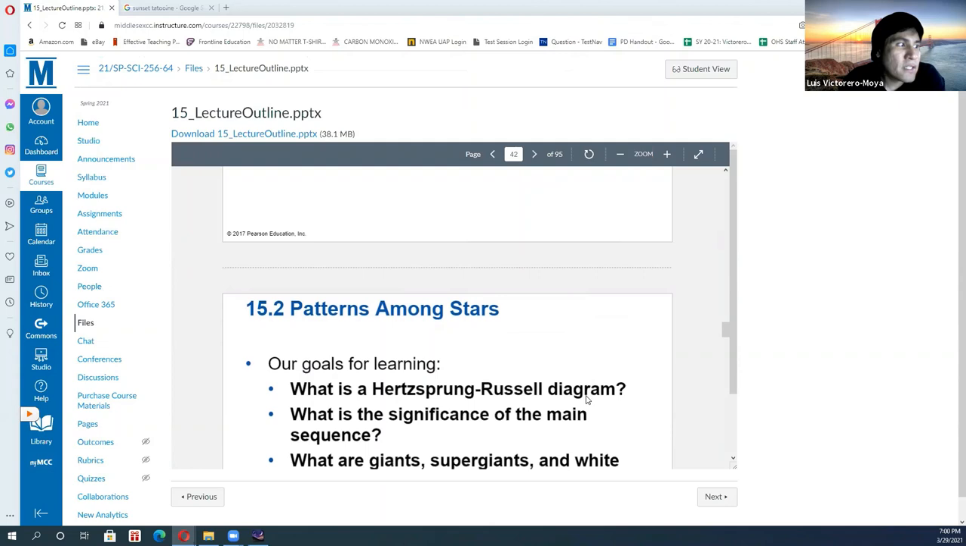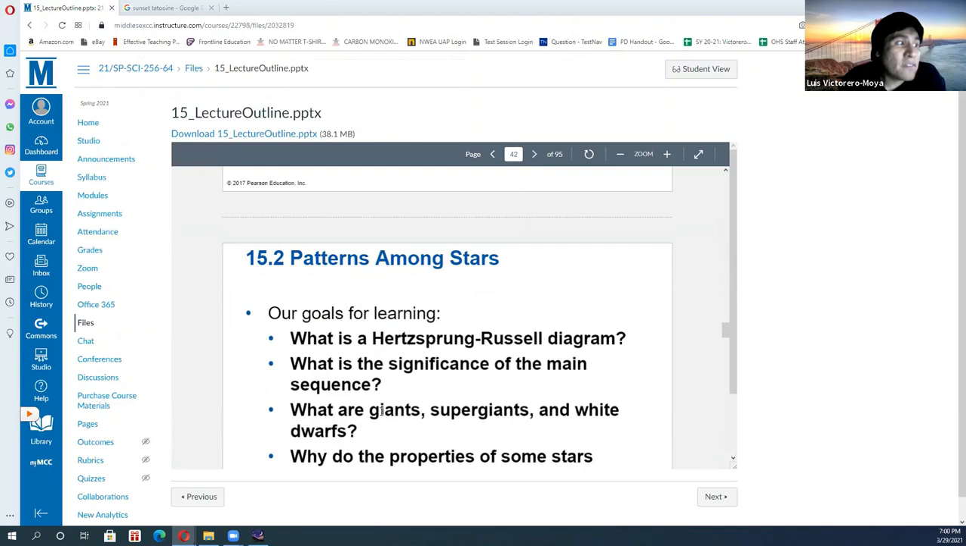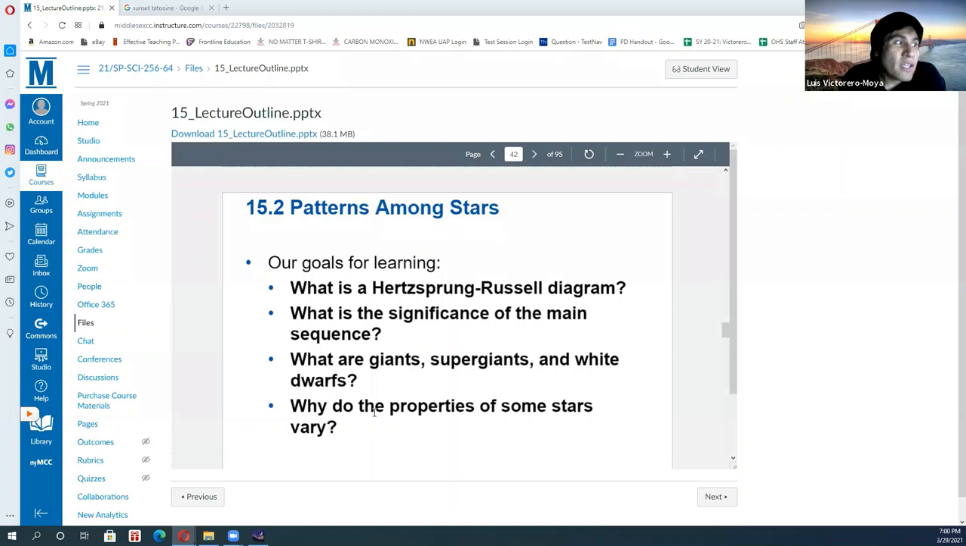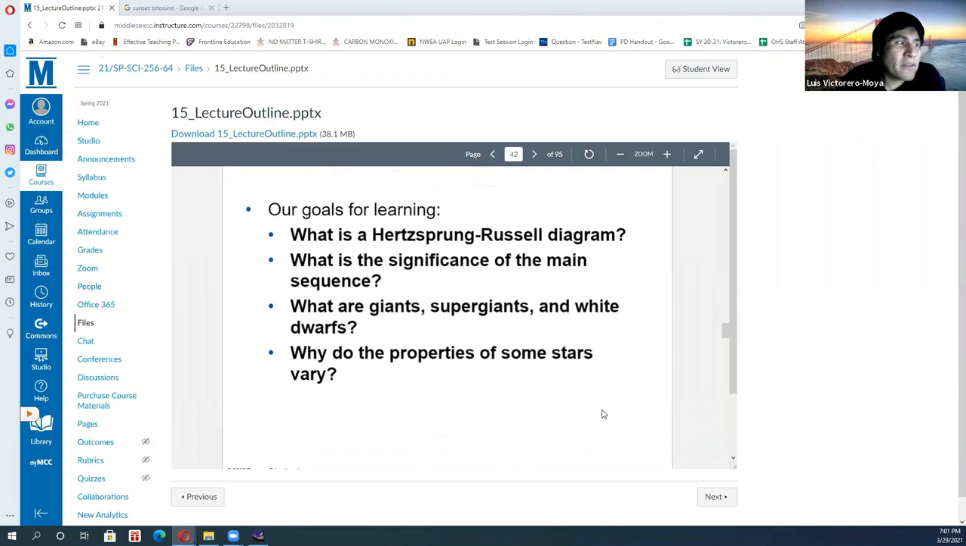Because this is where we locate stars from the universe. Based on what? Based on this: giants, supergiants, main sequence, and white dwarfs. Those are the classifications or groups. So what properties do we use? Well, we just talked about it. Let me show you this diagram here.